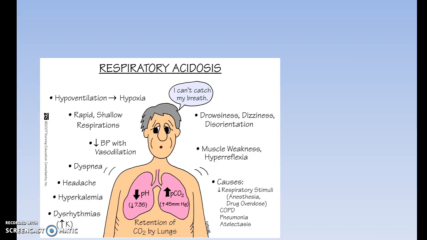Respiratory acidosis, again, is hypoventilation. We see hypoxia, and we're going to see shallow respirations. Our patients may complain of a headache. They may be drowsy, dizzy, or disoriented. We're going to see some muscle weakness, and we may see some hyperreflexia. Don't get too excited about the hyperkalemia and the dysrhythmias related to hyperkalemia, because that's going to be in about 3 weeks. Some of the causes you can see: anesthesia, drug overdose, COPD, pneumonia, and atelectasis.